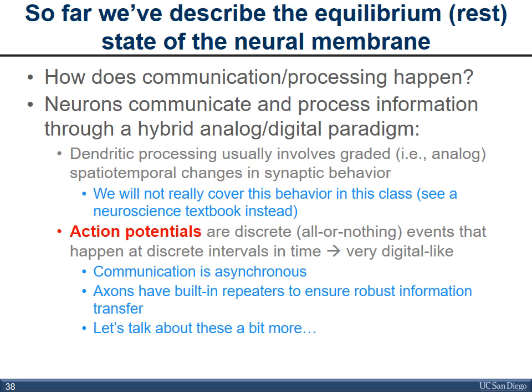But dendritic processing also involves small graded potential changes. These are spatiotemporal changes in synaptic behavior that subtly affect the relative ability or desire of a neuron to fire their action potentials as well. So there's a little bit of kind of biasing going on here. So this is more like an analog kind of compute construct. We're not going to talk too much about this in this course. We're going to focus mostly on the action potentials.